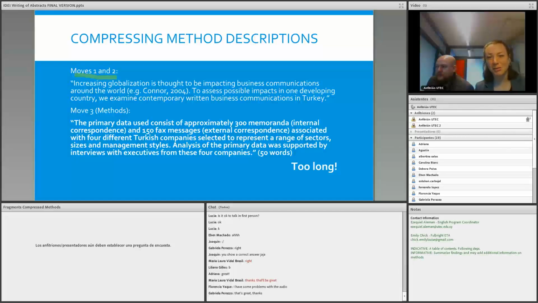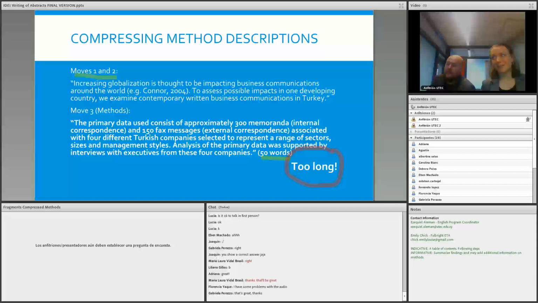But then move 3 says the primary data used consist of approximately 300 memoranda, internal correspondence, and 150 fax messages, external correspondence, associated with 4 different Turkish companies, selected to represent a range of sectors, sizes, and management styles. Analysis of the primary data was supported by interviews with executives from these 4 companies. So it sounds wonderful, but it's 50 words. It's way too long for an abstract.